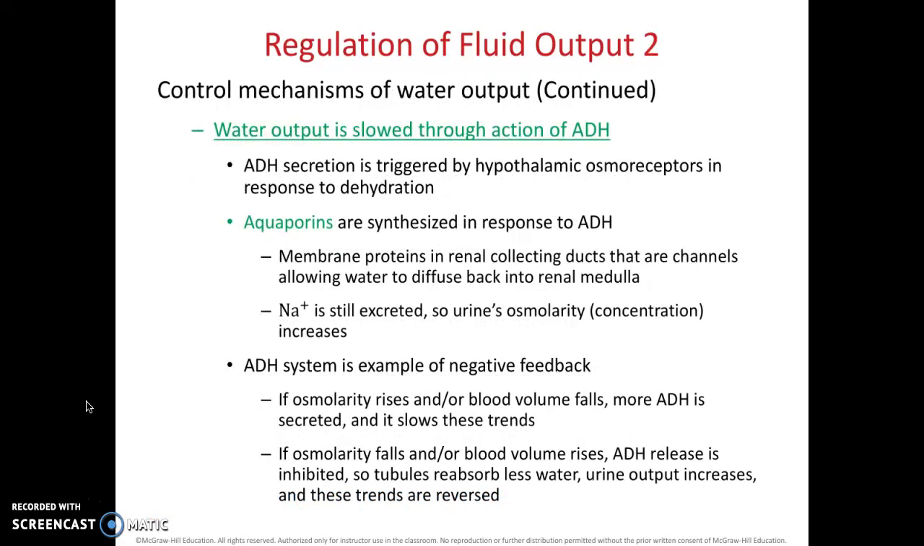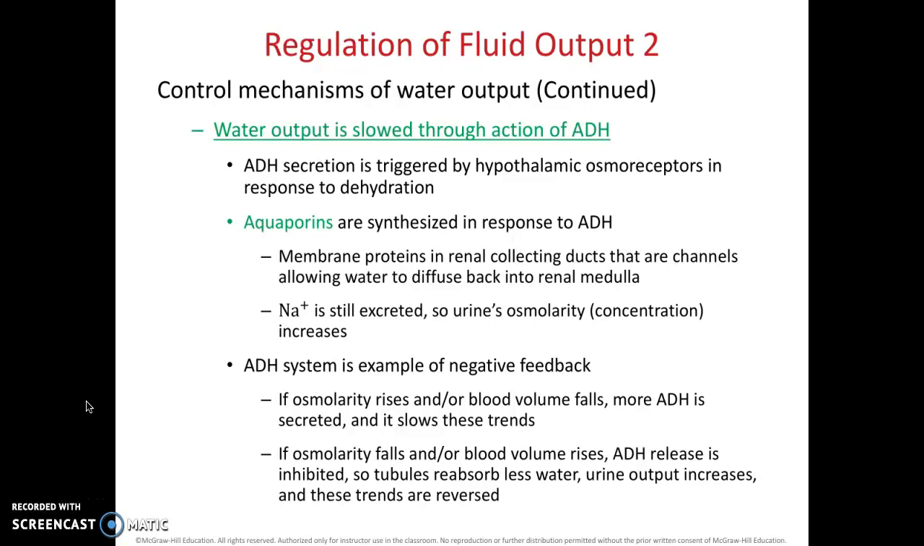So a different mechanism of water output that I do want you to know is ADH, which again, remember that's antidiuretic hormone. You should know where this hormone comes from, where it is synthesized, where it is released, what does it do? So ADH secretion is triggered by hypothalamic osmoreceptors. We talked about this in the last lecture, in response to dehydration.